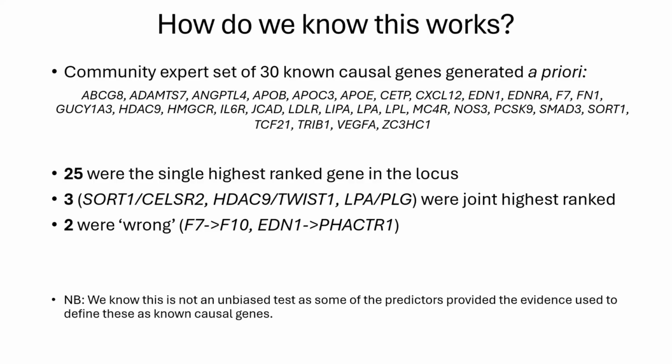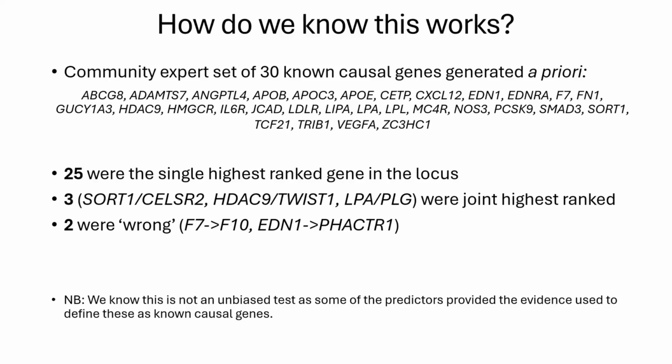So there's a set of genes that we sort of agreed. Of course, there were disagreements. There was bias towards people's own experimental studies. So maybe a different crowd of people might have not come up with exactly the same list, but there was broad consensus. And in 25 of these 30, the single highest ranked gene in the locus was the right gene.